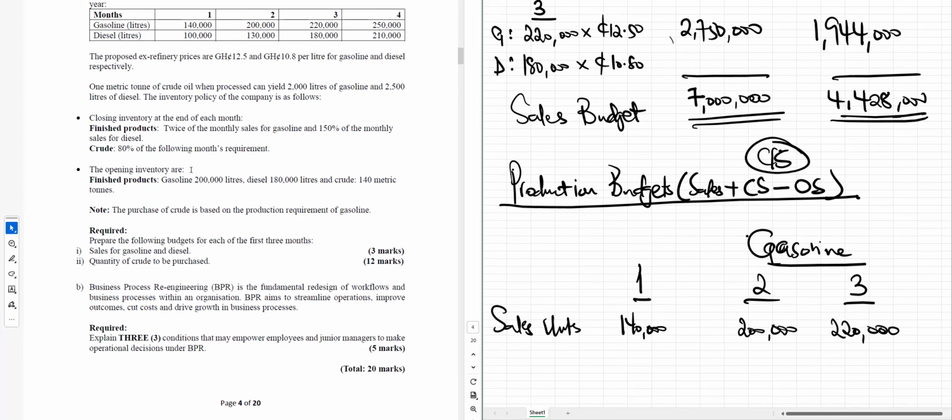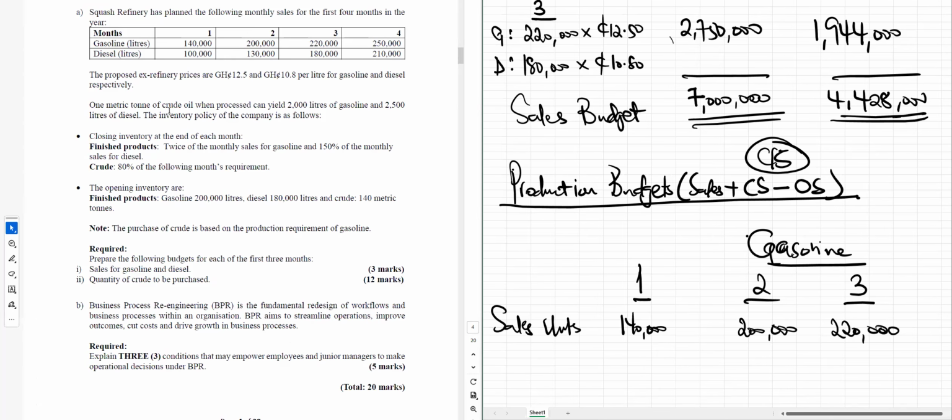So crude. 1 metric ton of crude oil when processed can yield 2,000 liters of gasoline and 2.5 liters of diesel. Okay, so this is raw material. That is raw material.